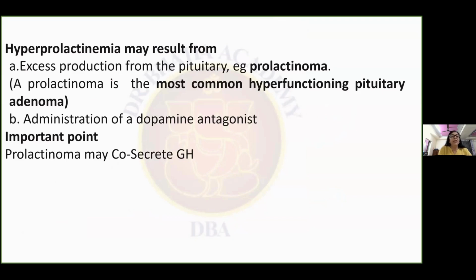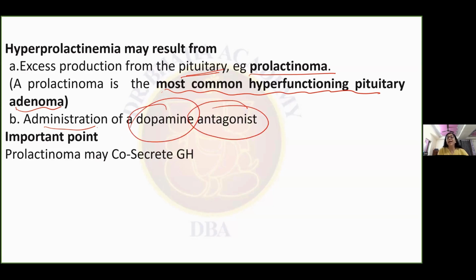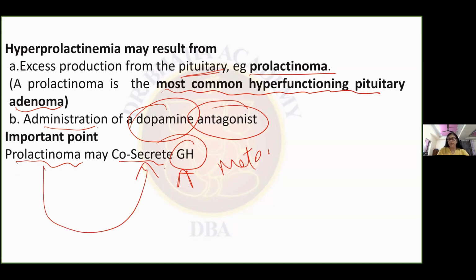So hyperprolactinemia may result from excess production from the pituitary, that is prolactinoma, which is the most common hyperfunctioning pituitary adenoma. You can also get hyperprolactinemia from a dopamine antagonist. If you are giving a dopamine antagonist, that is metoclopramide, you will get a rise of prolactin. Important points: prolactinomas may co-secrete growth hormone. Just now we read growth hormone tumors will co-secrete prolactin; now in reverse, prolactinomas will co-secrete growth hormone.